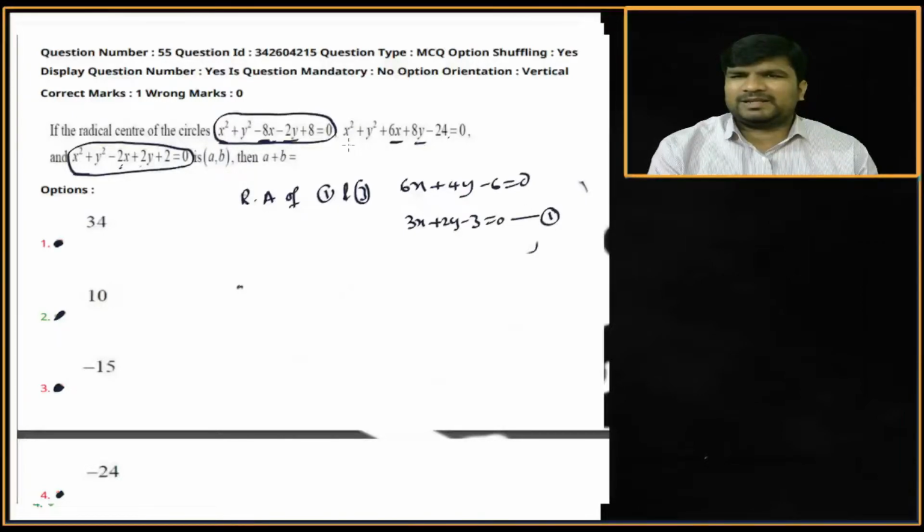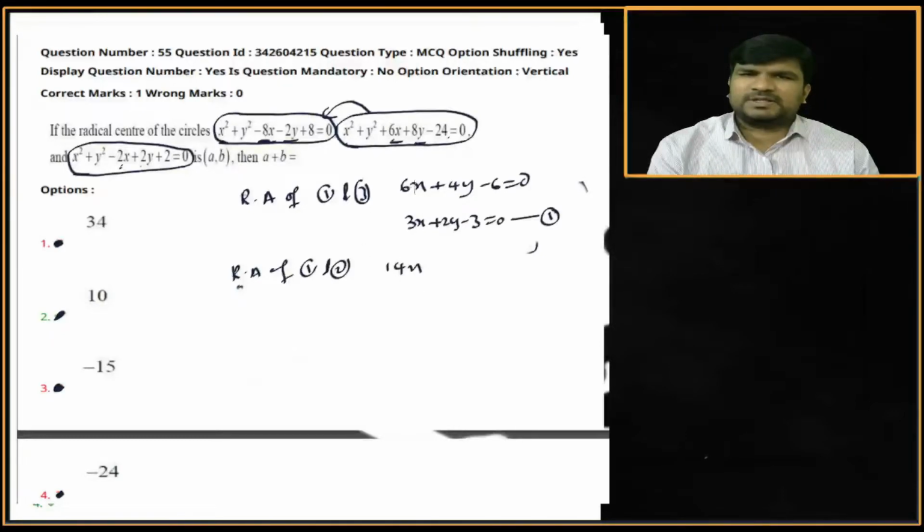Like that, the radical axis of 1 and 2. From this one, I am subtracting this one. The x squared and y squared terms get cancelled. 6 minus of minus 8. So 6 plus 8 is 14x. 8y minus 2y, minus of minus 8 plus 2 is 10y, minus 24 minus 8 is minus 32, equals 0. Each term divided by 2, so 7x plus 5y minus 16 equals 0. So we have two equations of radical axes.